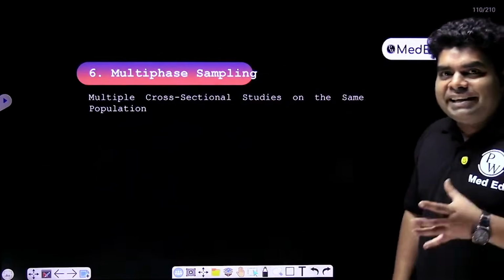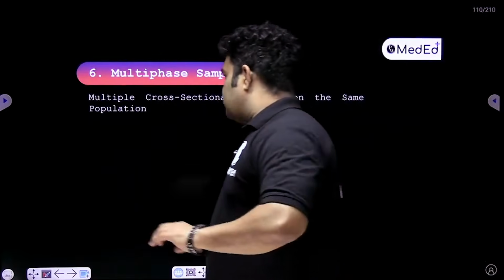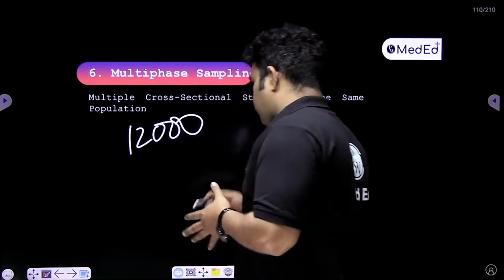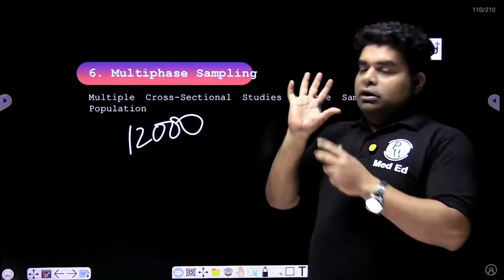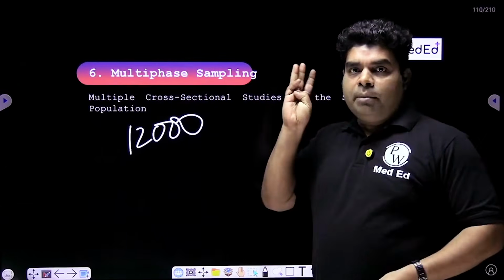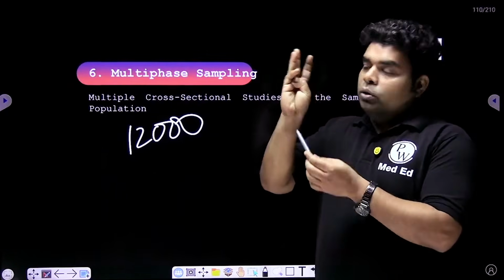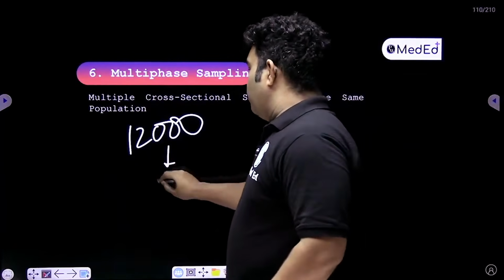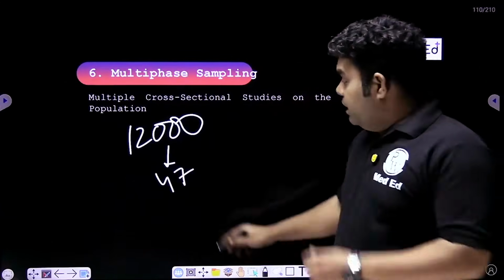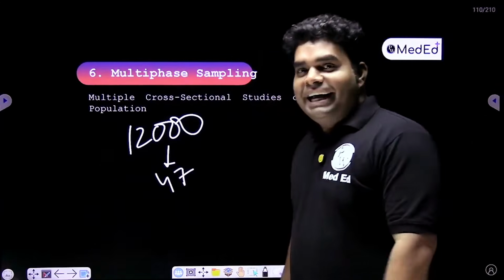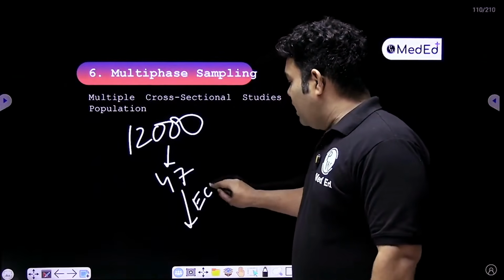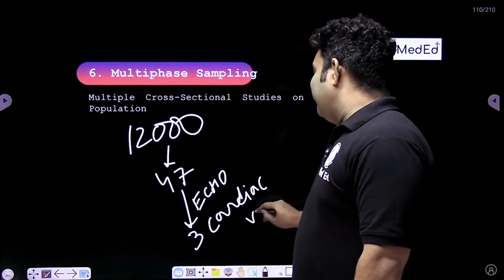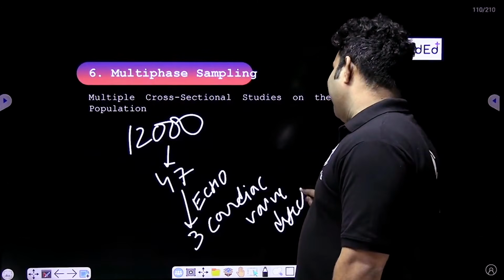Now what is multi-phase sampling? There was a student, Krishna, who did this study in Russia. He took 12,000 Russian students and asked them, can you touch the base of your small finger with your thumb? If you touch it without a gap, let me know. Of course, you can see there is a gap through which my pen can go. Out of 12,000, only 47 could touch it without the gap. He asked all 47 to go through echocardiography, and 3 were found to have a cardiac valve defect. So if you can touch it, it's not very good news.